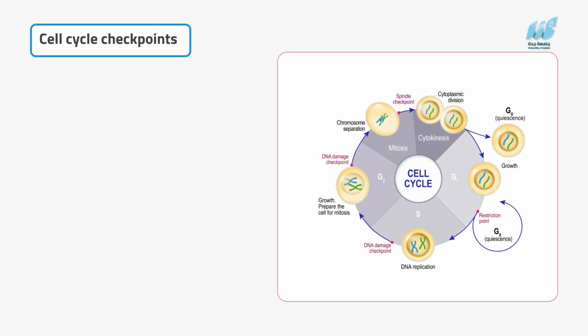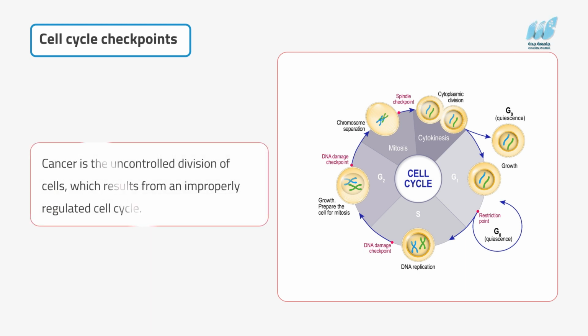Before the cell enters mitosis, for example, DNA replication must be accurate and complete. A checkpoint is a surveillance mechanism that stops the progress of the cell cycle if there is any chromosomal DNA damage, or if certain critical processes such as DNA replication during S phase or chromosomal alignment during M phase have not been properly completed. Cancer is the uncontrolled division of cells, which results from an improperly regulated cell cycle.